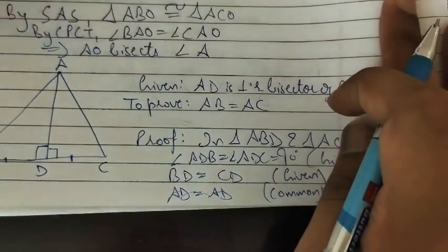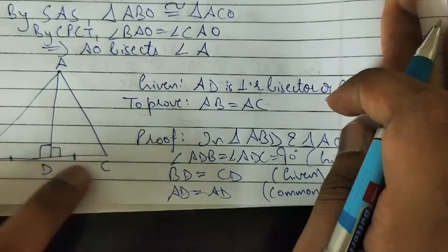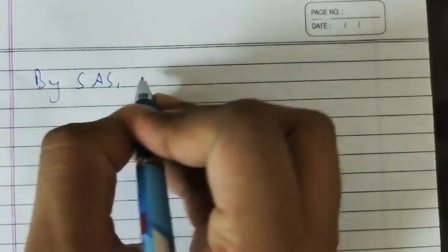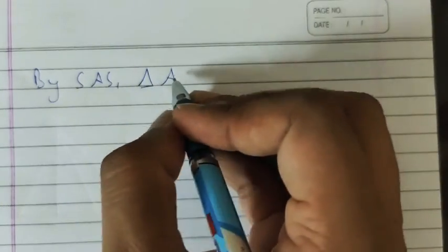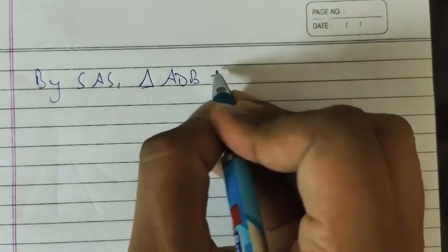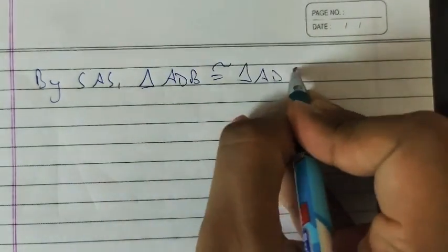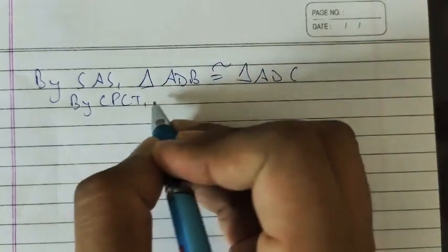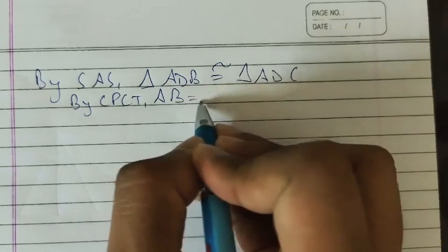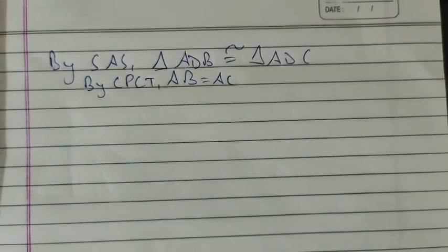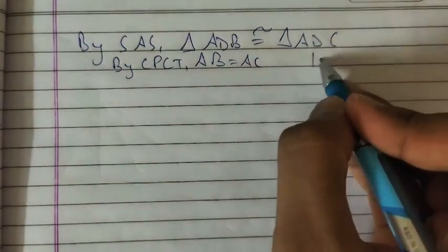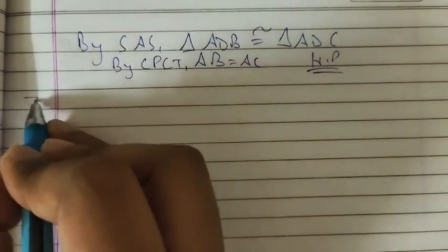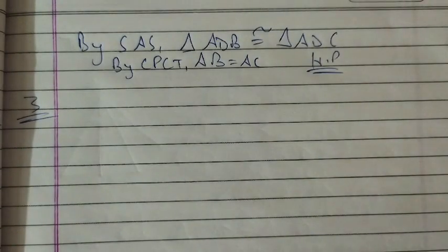So by side angle side, triangle ADB is congruent to triangle ADC, right? So by CPCT, corresponding parts of congruent triangles, AB is equal to AC. This is our answer. Hence proved. Question number second.